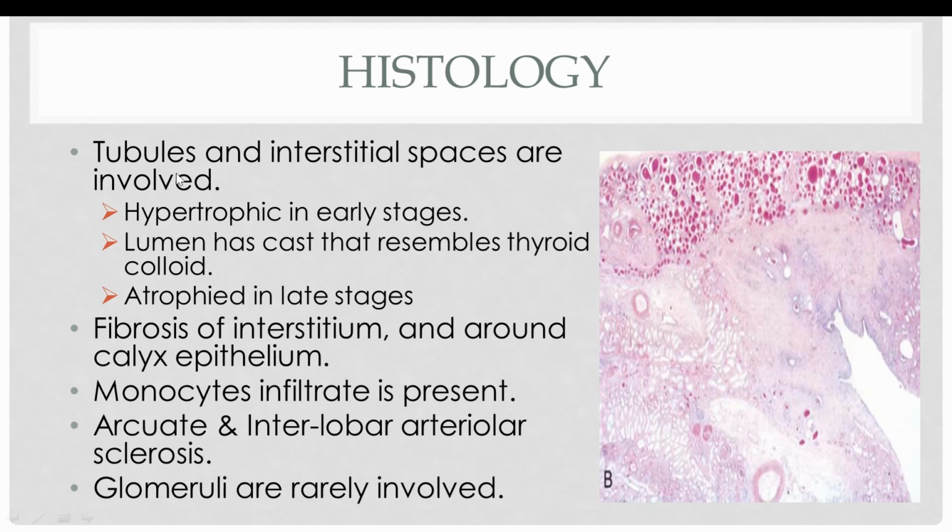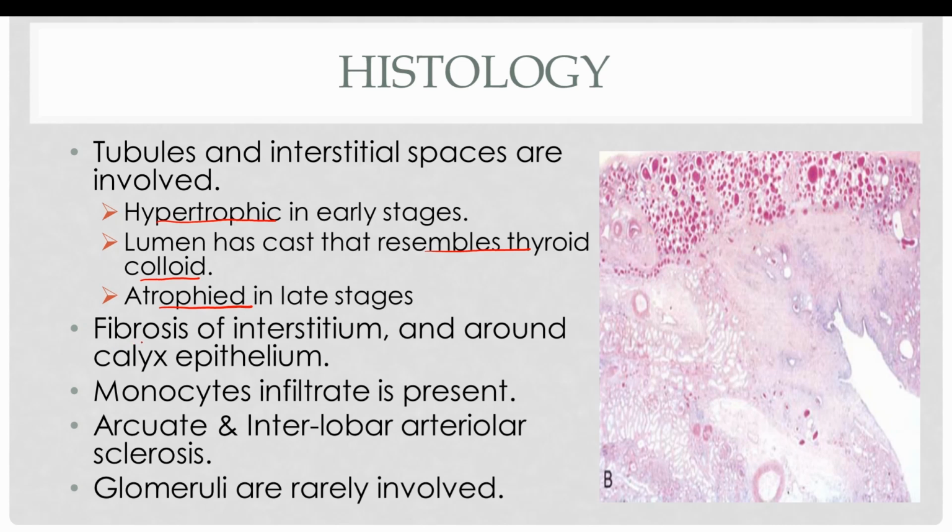The histological picture reveals the involvement of renal tubules and interstitial spaces. At first there is hypertrophy of the renal tubules resulting in an enlarged lumen. The lumen is filled with a cast that resembles thyroid colloid. In later stages of the disease, the renal tubules get atrophied.